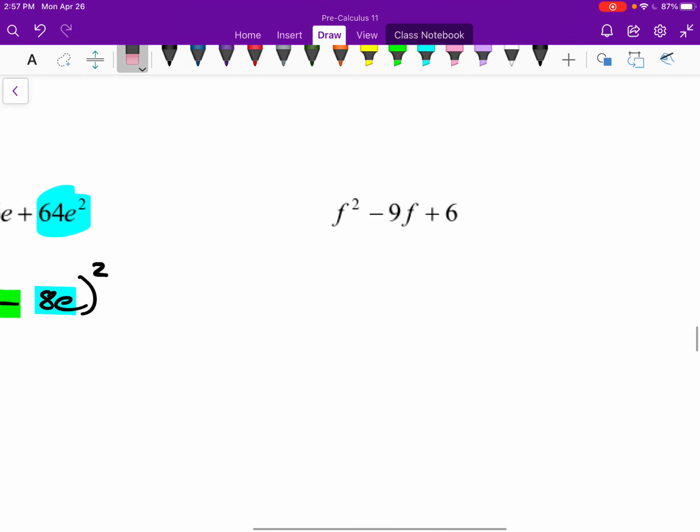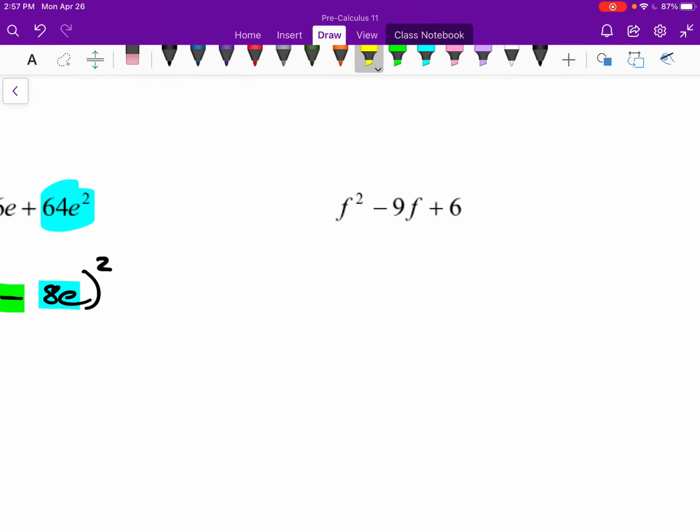All right, let's look at this one. Is this a perfect square? Well, it looks promising at first, and then no. 6 is not a perfect square. 3 times 3 is 9, not 6. And so, not a perfect square. Nothing more to do with that one. Let's get to the last row.